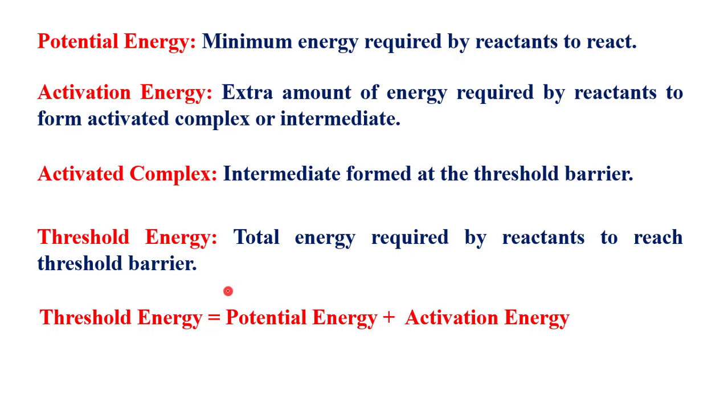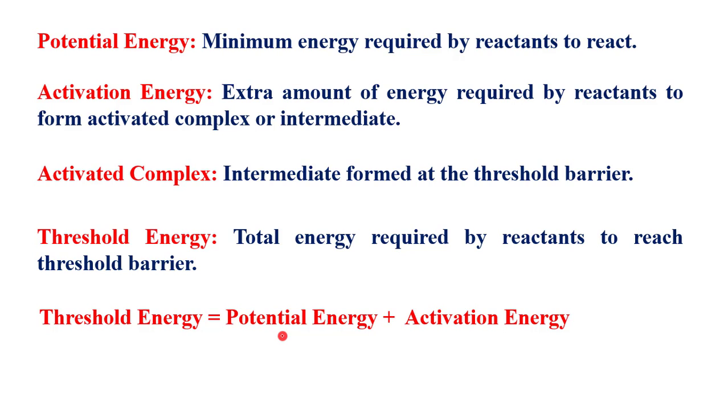These are all the definitions of those terms. Potential energy: minimum energy required by reactants to react. Activation energy: extra amount of energy required by reactants to form activated complex or intermediate. What is the activated complex? It is the intermediate formed at the threshold barrier. Threshold energy: the total energy required by reactants to reach the threshold barrier. Threshold energy is equal to potential energy plus activation energy.